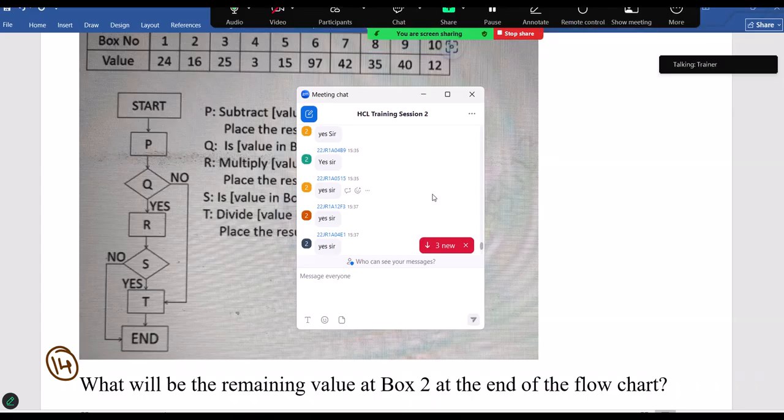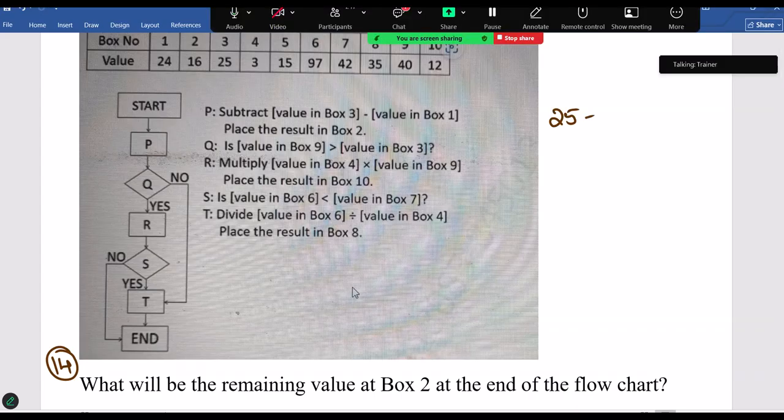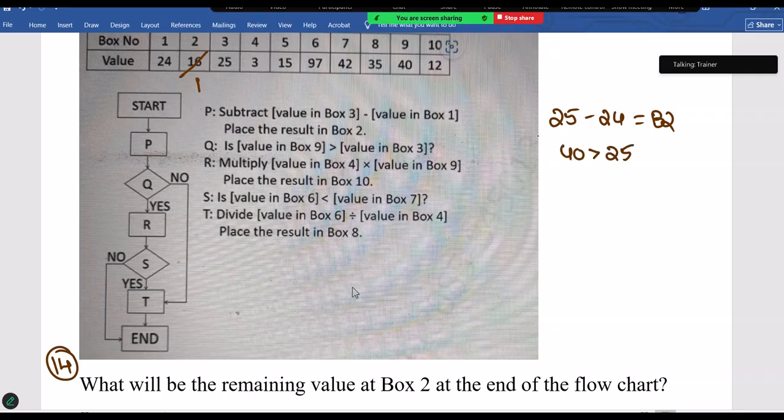So what is there in box 2? 15, 10, 1 and 5. Okay. So first, number in box 3, 25. Number in box 1, 24. Put the result in box 2. Means it is updated to 1. Okay. Next. Number in box 9, 40. Is it greater than the number in box 3? Yes, true only.